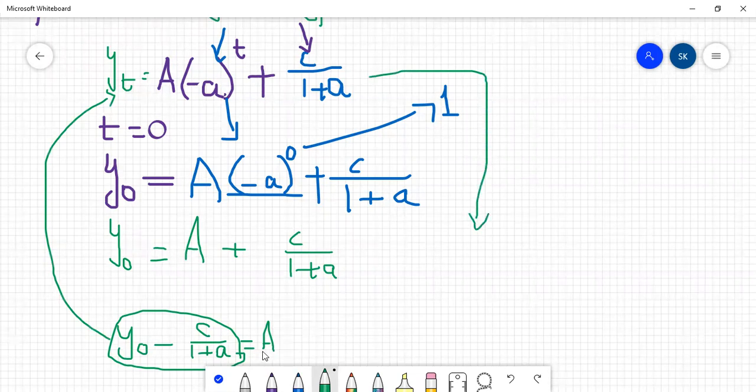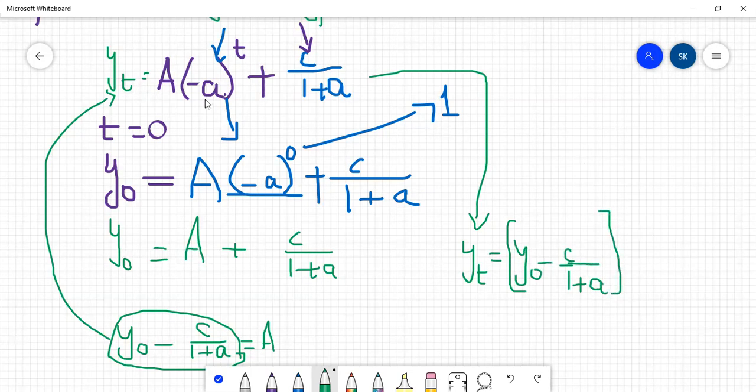By putting this value of a into this equation, we will get yt is equal to, what is the value of a? The value of a is y of 0 minus c over 1 plus a, close this bracket. Then what we have over here is minus a raised to power t. Write it as it is. Plus c over 1 plus a. We knew that this is the general solution.